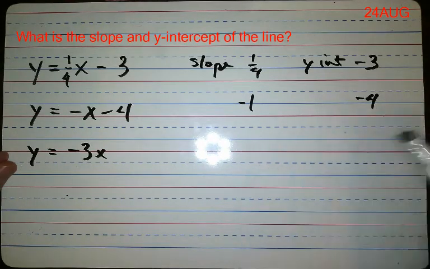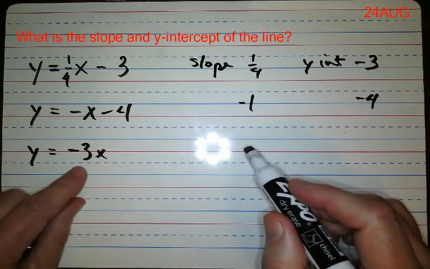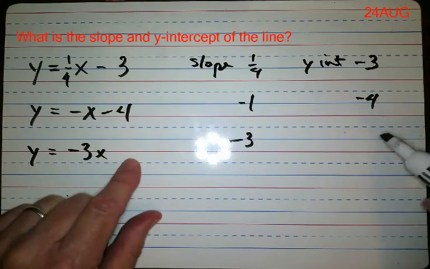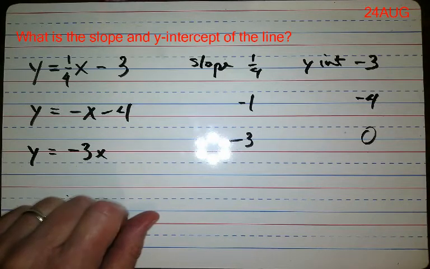Okay, I'm not being tricky or anything. The number in front of x is -3. The number at the end. You say, well, I don't see a number at the end. That's right. That number is the y-intercept. Very good.